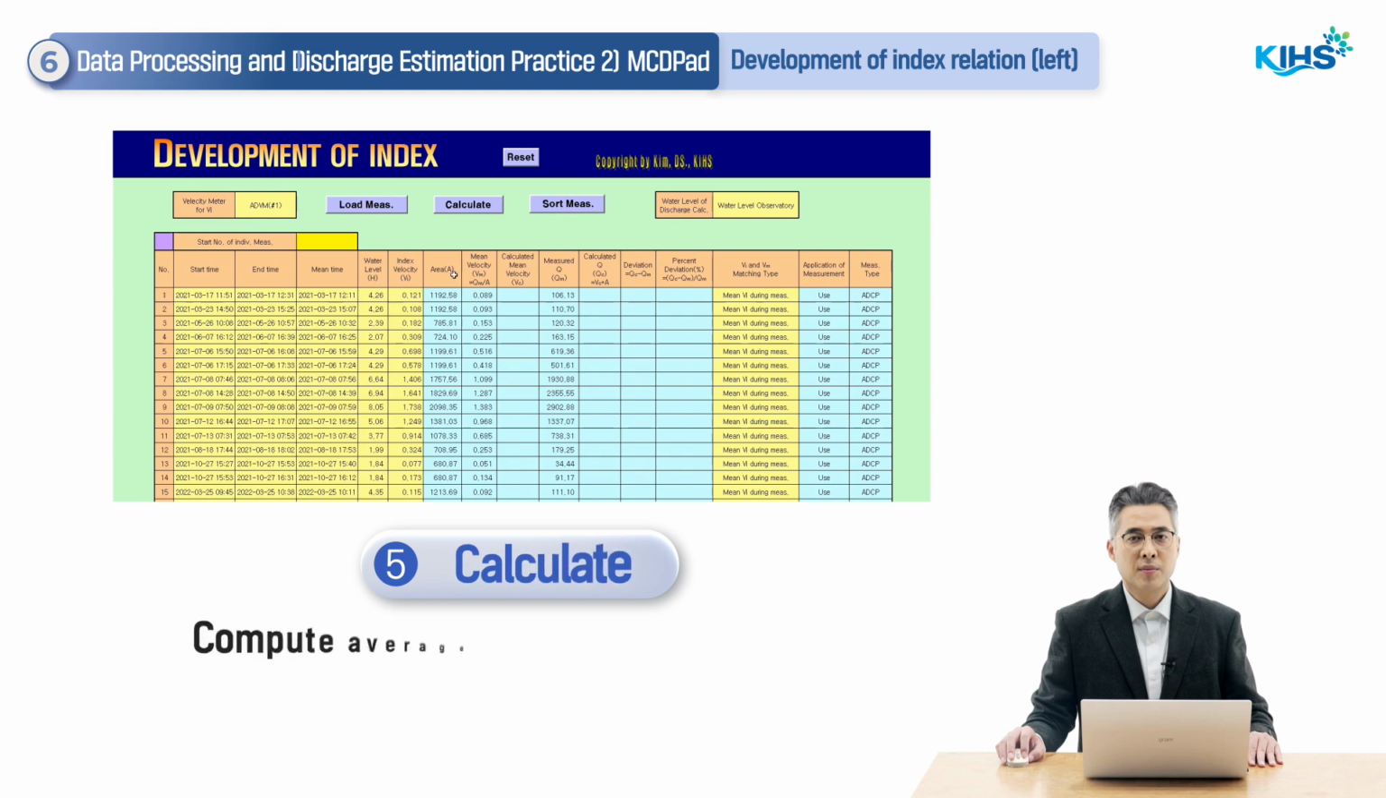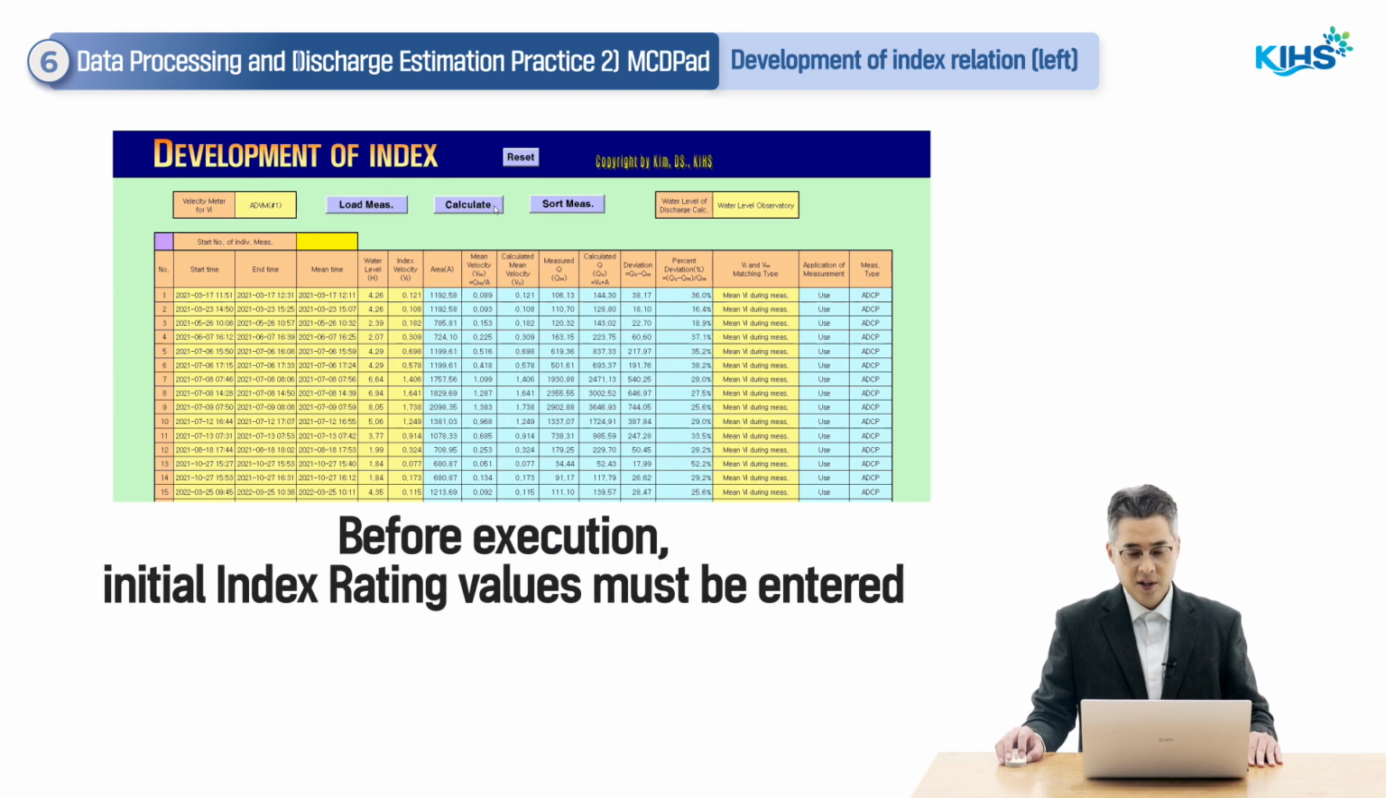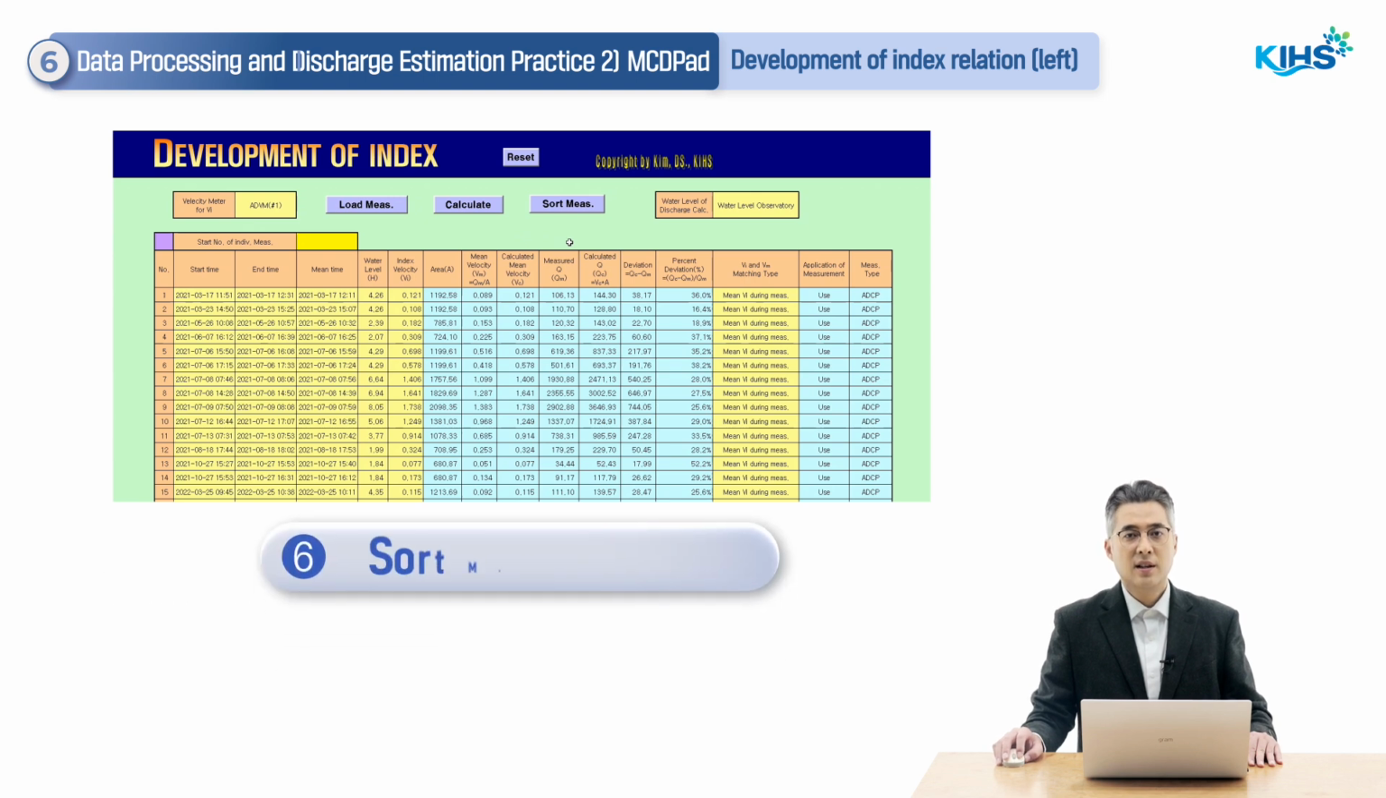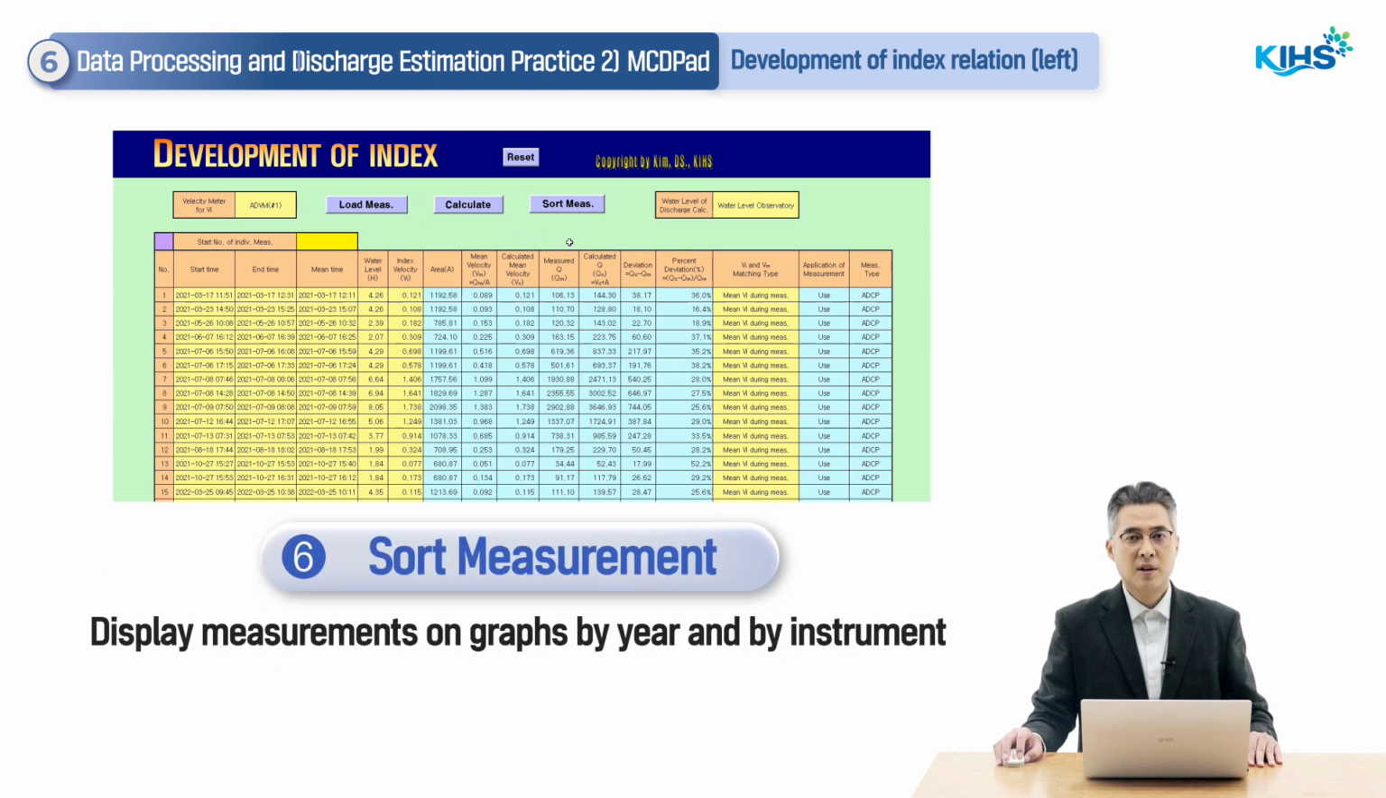Now, calculate the values required for index rating, including mean velocity and deviations. If the initial index rating field is empty, be sure to enter a value before running the calculation. Once the input is completed, the measurement data can be displayed on graphs by year and by instrument.